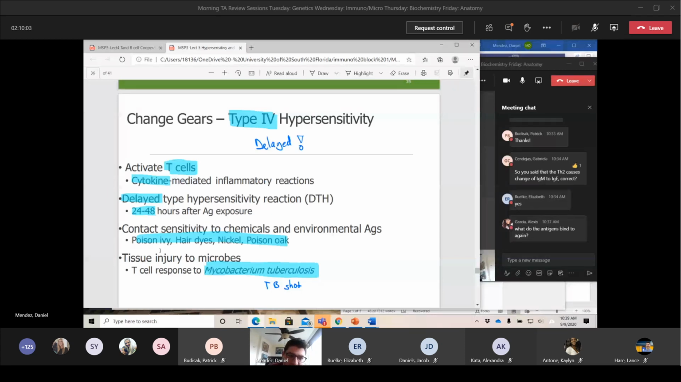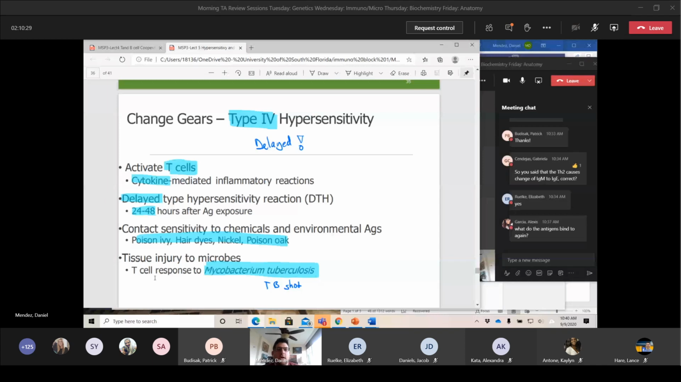Some of the examples are poison ivy, hair dyes, nickel. Dr. Pross mentioned certain types of jewelry that is nickel plated or silver plated that has nickel inside of it. So certain types of silver that aren't as pure, which is why some women have to wear gold because they don't have a response to that. And then poison oak. All of these things will give a delayed response.